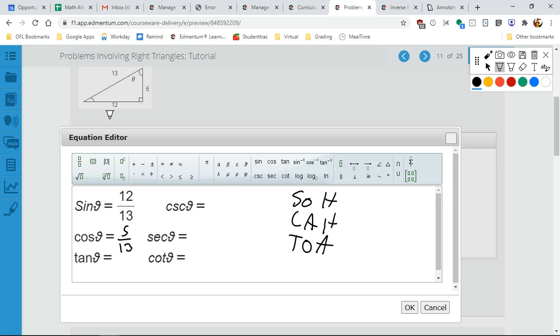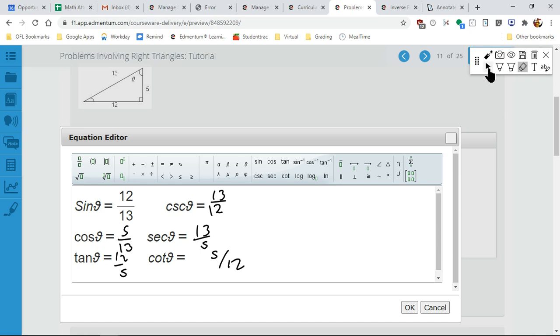And then I'm going to do my opposite over my adjacent, which is 12 over 5. So if I wanted to do the opposites of these, it'd be 13 over 12, 13 over 5, and 5 over 12. I'm not the biggest fan of when they ask you to do all 6, because if you know how to do 3 of them, you know how to do the other 3. You just flip them over. Obviously, your answer doesn't have to do this. You can put it in there if you want, but that just helps me.